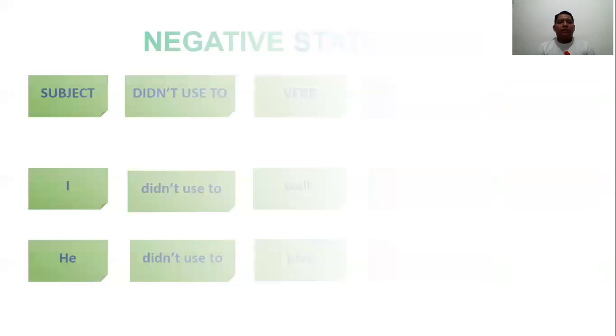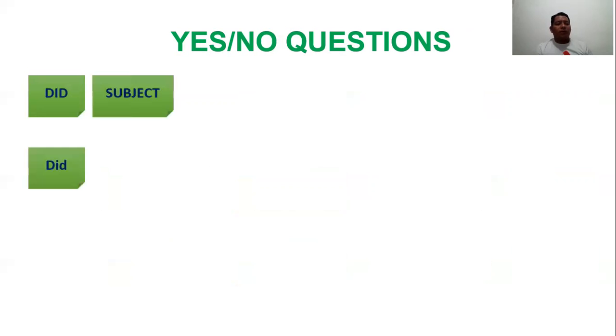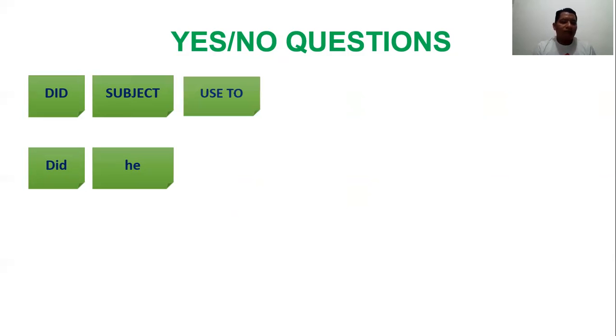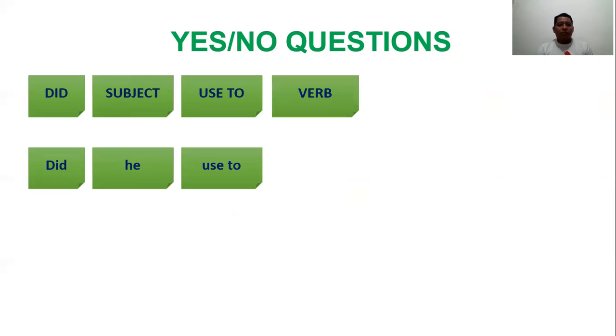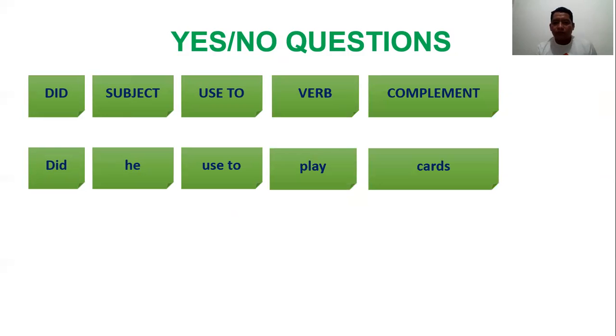Now, let's see the yes/no questions, and we're going to know how to answer them. Okay, we start with "did." Remember that "did" is the auxiliary for yes/no questions in the past. After the auxiliary, we have the subject. Then we have "use to." We continue with the verb and the complement. At the end, we have the question mark.